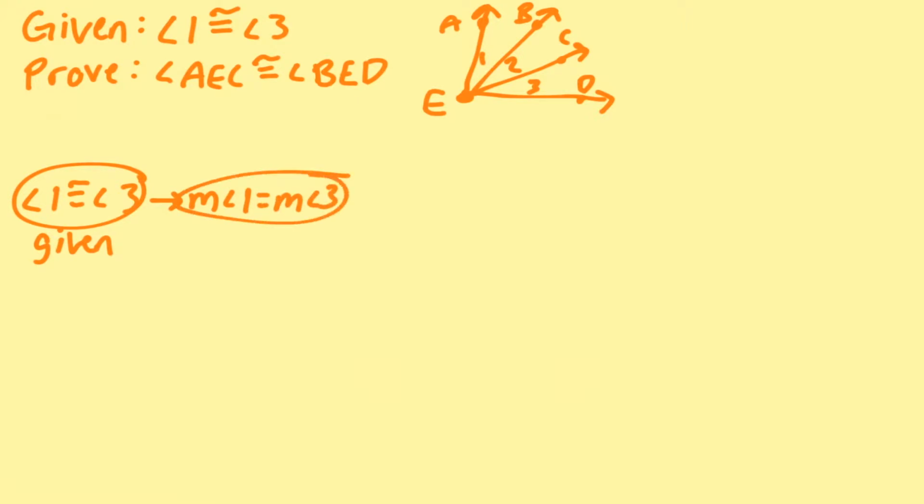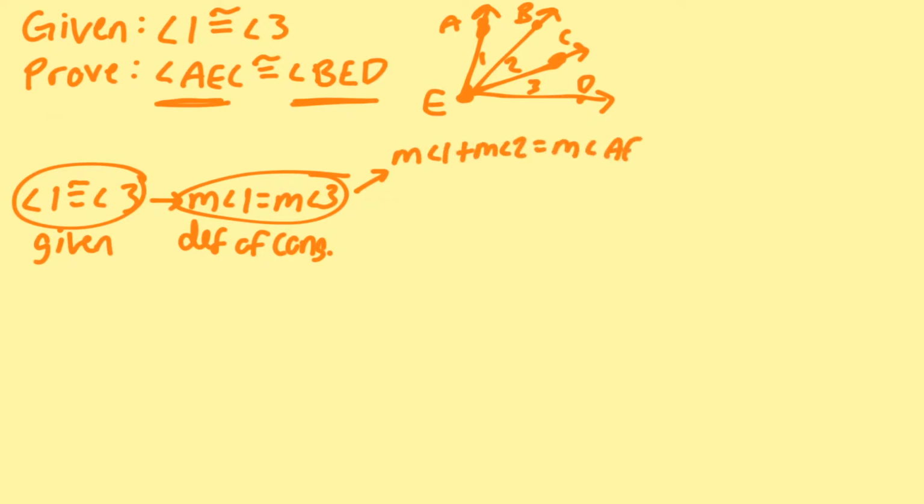angle 3 by definition of congruence. Now we want some way of including angle AEC and some way of including angle BED. If you look at the picture, angle AEC is made up of angle 1 and angle 2. The measure of angle 1 plus the measure of angle 2 equals the measure of angle AEC. That's called the angle addition postulate.